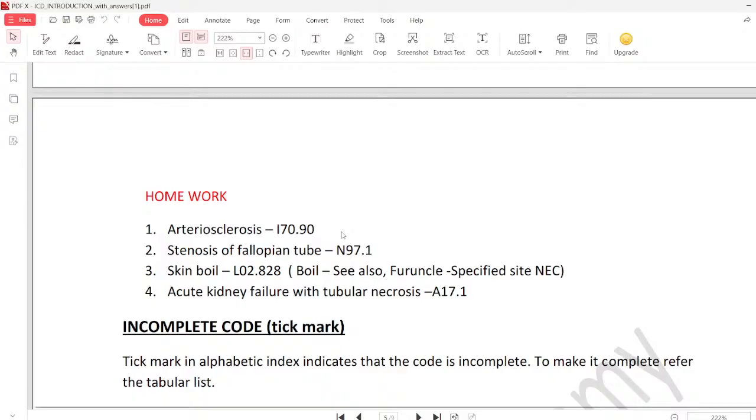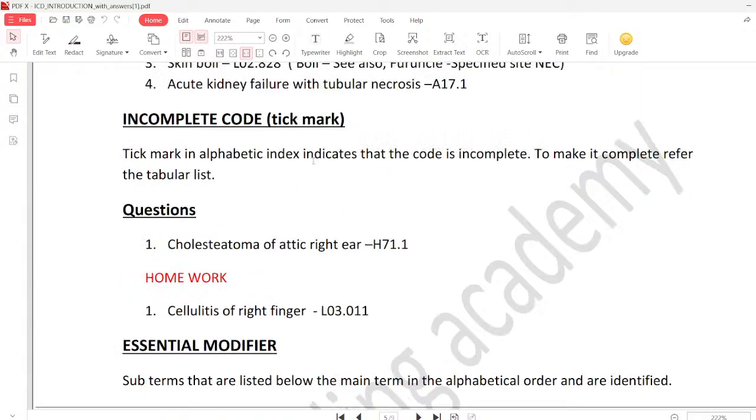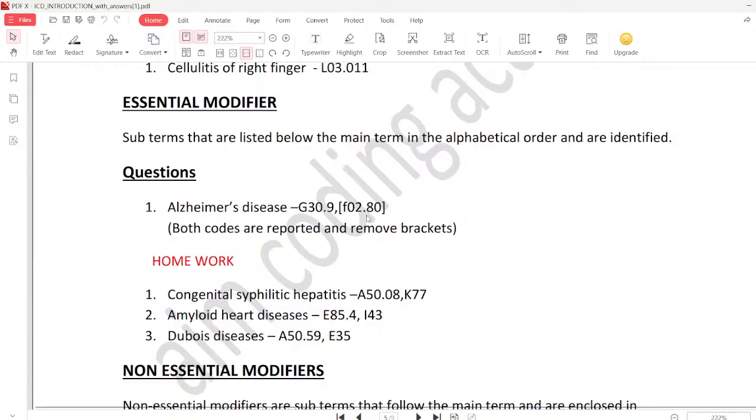And acute kidney failure with tubular necrosis, N17.0. Also one question related to the tick mark, an incomplete code: cholesteatoma of right ear is an incomplete code, H71.11 is the code. Another homework, cellulitis of right finger, is also an incomplete code, L03.011. And it's the essential modifier, meaning Alzheimer's disease, G30.9, F02.80. Both codes are reported, and remove the brackets. You can report both the codes.